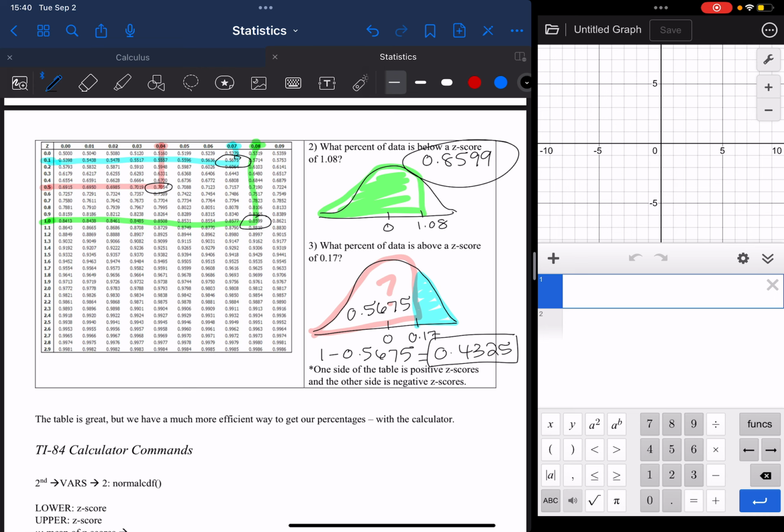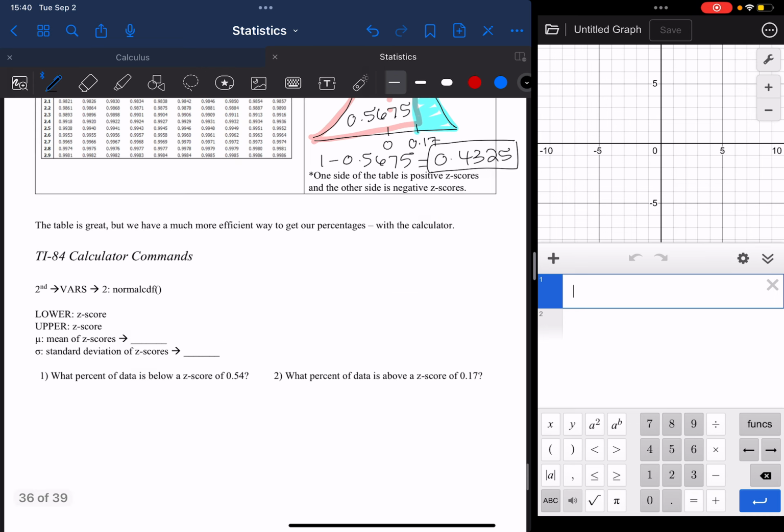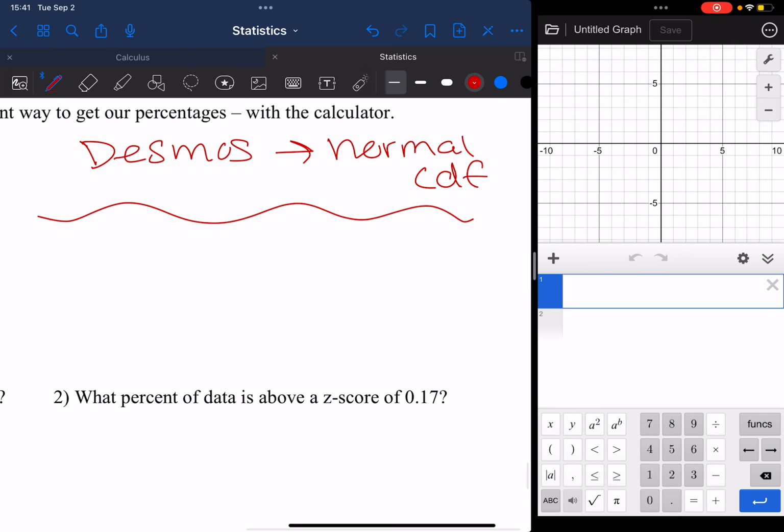So in this next part, I'm going to show you how to do this on Desmos. Notice here you have this part that says TI-84. We're crossing that out, and I had you guys put a sticky note over this and label it Desmos, and then normal CDF. I'm going to give you the steps on how to put this in Desmos, and then we're going to do the same 2 problems we just did above, but now using Desmos.